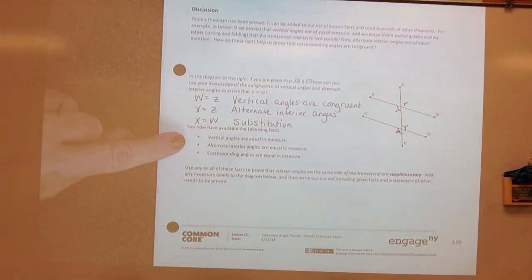You now have available the following facts. Vertical angles are equal in measure, alternate interior angles are equal in measure, and corresponding angles are equal in measure. Use any or all of these facts to prove that interior angles on the same side of the transversal are supplementary. Add any necessary labels to the diagram below, and then write out a proof, including given facts and a statement of what needs to be proved.